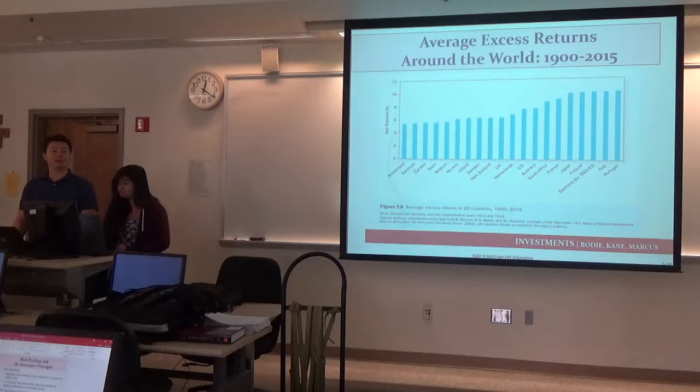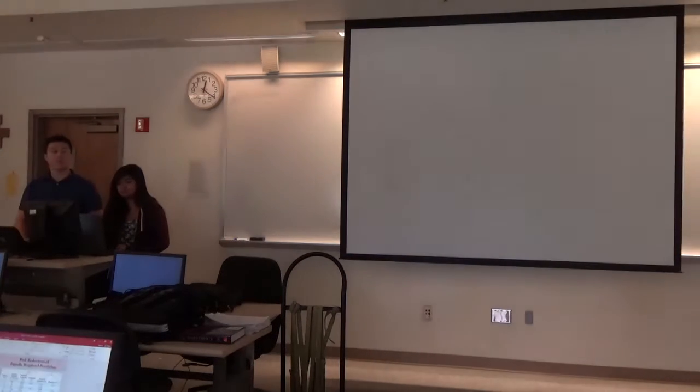So, Tyler, do you think this is a normal distribution? That is a normal distribution. All right. So basically, the average excess returns around the world between 1900 and 2015. All right, thank you guys.